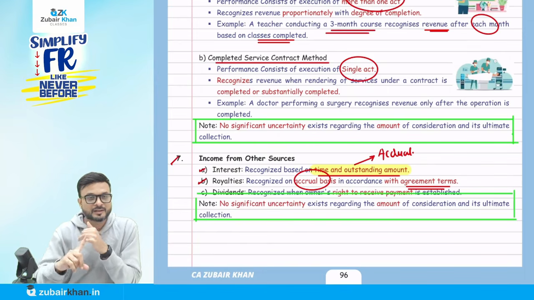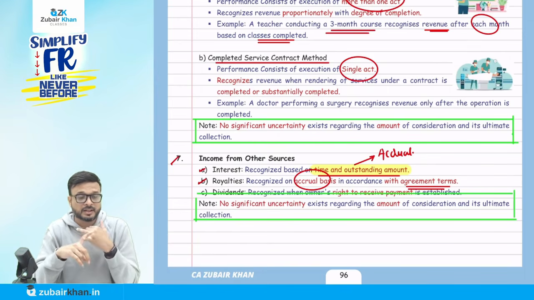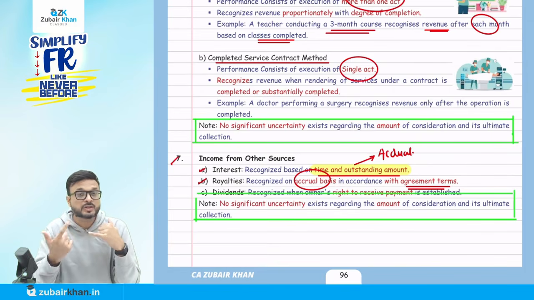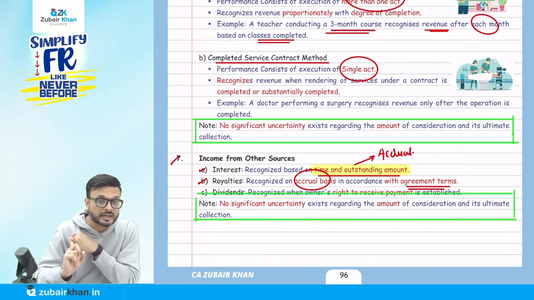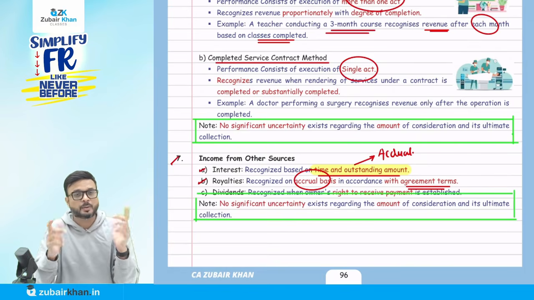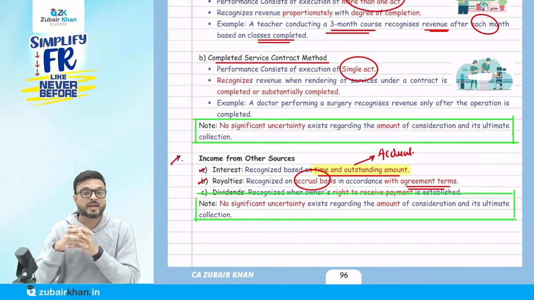Okay, so in case of royalty they mentioned the word accrual, but they didn't use the word accrual in case of interest. So you are going to use the words time and outstanding amount, but that is nothing but accrual. Now I'm coming to the C point.